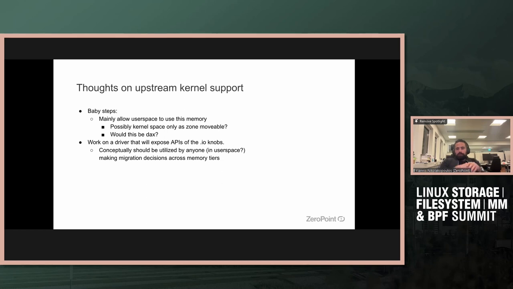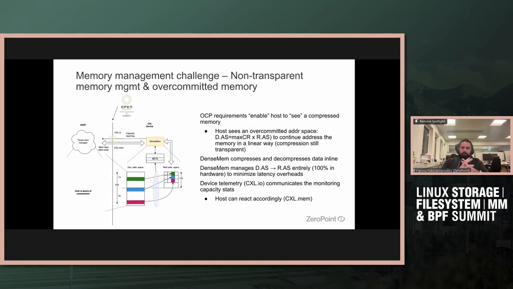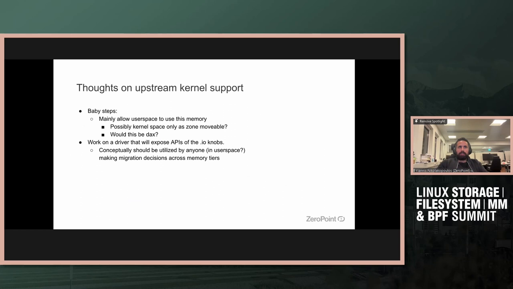So this is really the core of it, at least on how it looks from the host point of view. I think this is the most interesting part for this venue, but I'm happy to discuss any questions. And then what we're trying to understand now is what's the best way to add upstream kernel support for this.